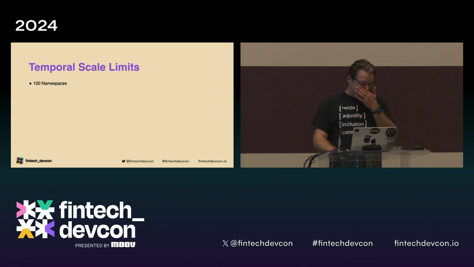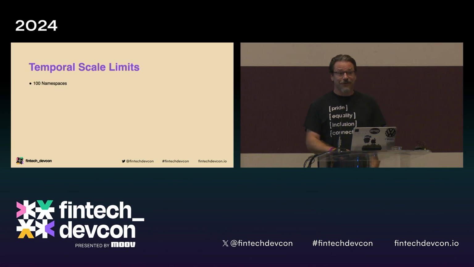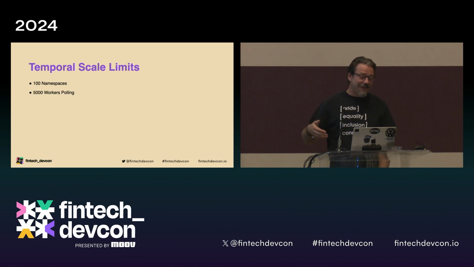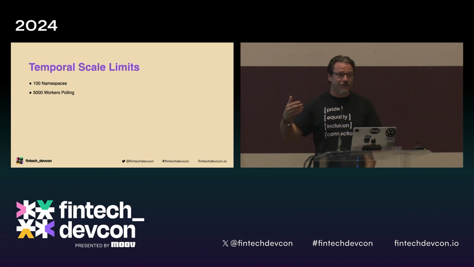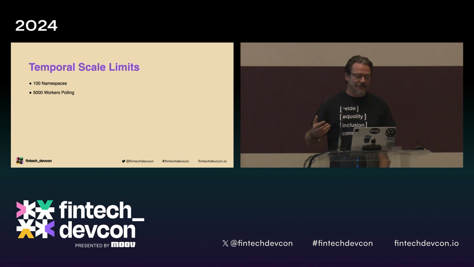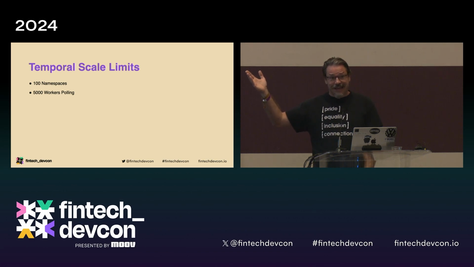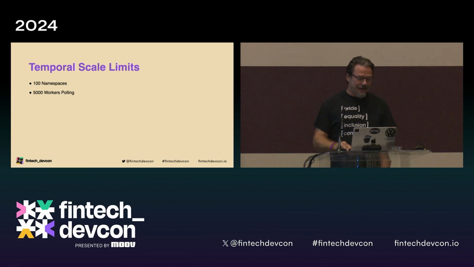The scale limits, you can only use 100 namespaces, so think about that as you're sort of dividing your tasks up into different namespaces. You can only have 5,000 workers polling for jobs, and that sort of is the maximum number of workers just in terms of communication to that Temporal server and pulling information out of that durable store, so that sort of gets you to a certain scale. We haven't run up to this yet in our system, but you could deploy multiple Temporal clusters then if that becomes your problem.